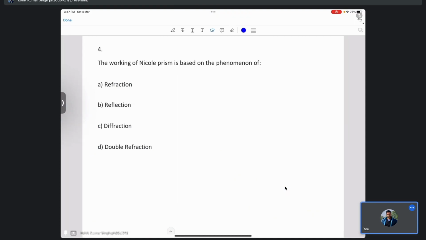So this, you might have heard of the Nicol prism. If not, I'll explain a little bit about it. So the question here is, the working of a Nicol prism is based on the phenomenon of. So there are four options: refraction, reflection, diffraction, and double refraction. And this double refraction is also called birefringence.